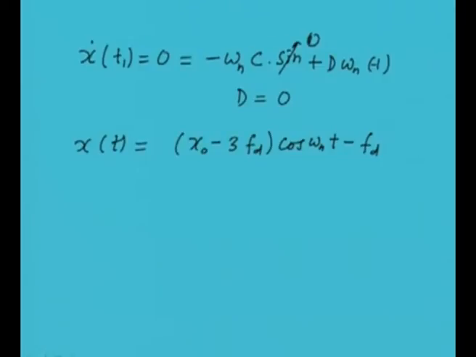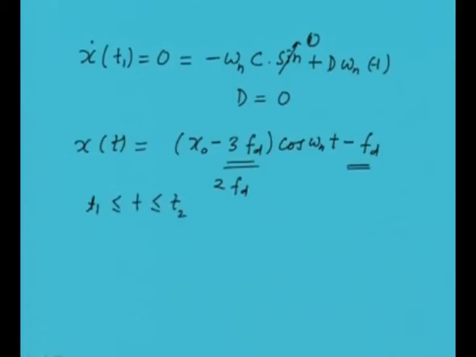So, as compared to the previous solution, you can see that now the harmonic component has decreased by 2 Fd. Earlier it was x naught minus Fd, and earlier it was positive Fd, now it has become negative Fd. So, over one cycle of the mass oscillation we have obtained the solution, and this particular solution will be valid between time t1 to t2.